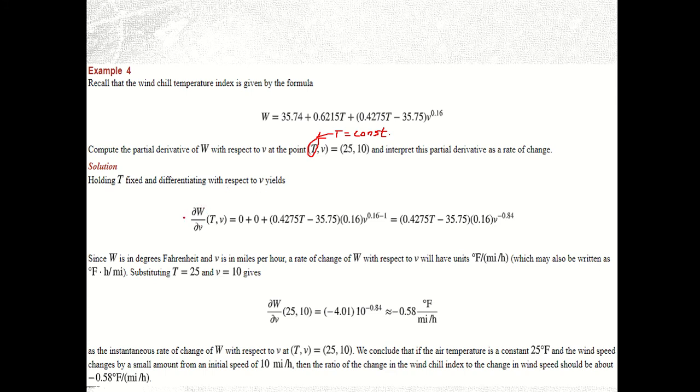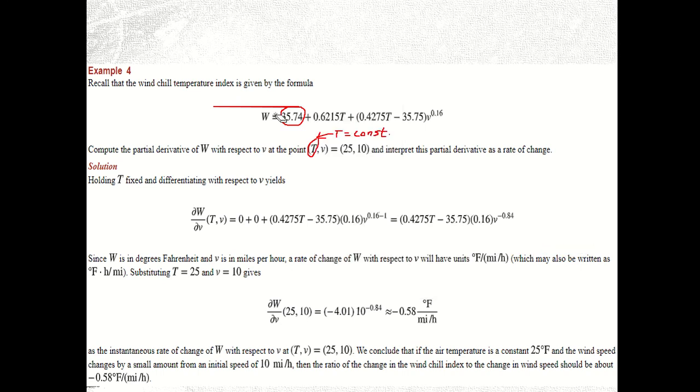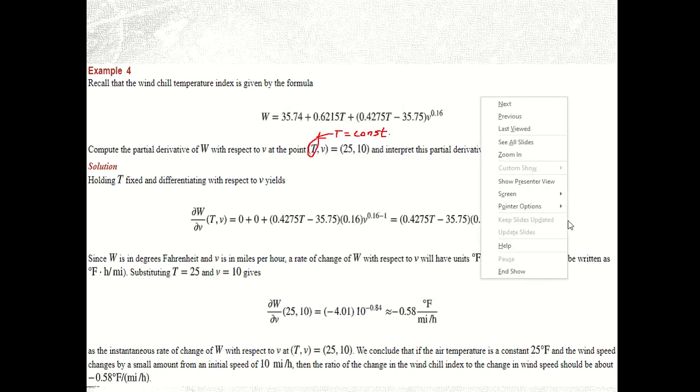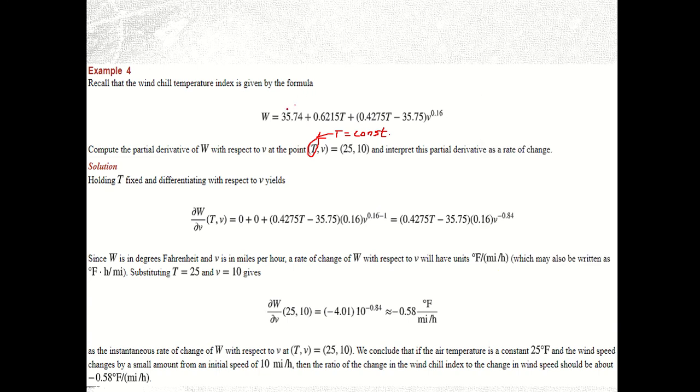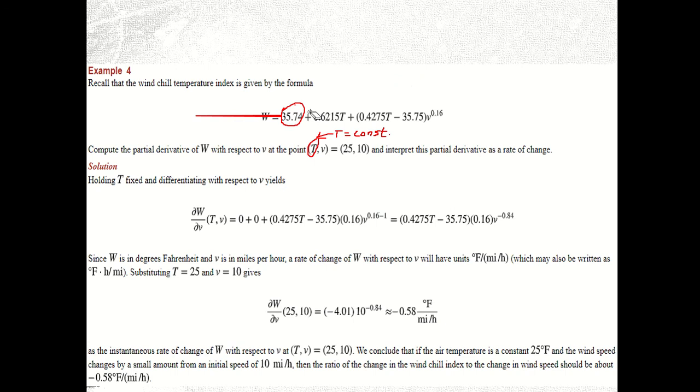We have this notation here: the partial derivative of W, our wind chill temperature index, with respect to V. The first term is constant, and the derivative of a constant is equal to 0. So the first term is 0. And T is constant multiplied by a constant, and when you take the derivative of the second term, this is constant, so therefore this is also equal to 0.